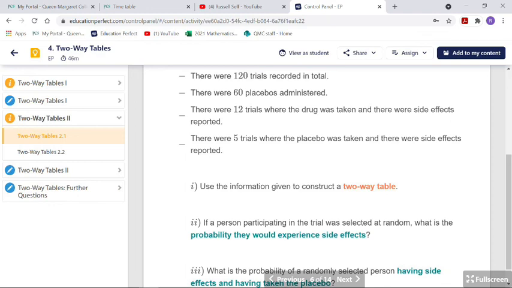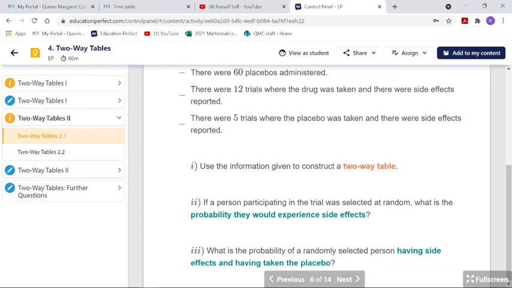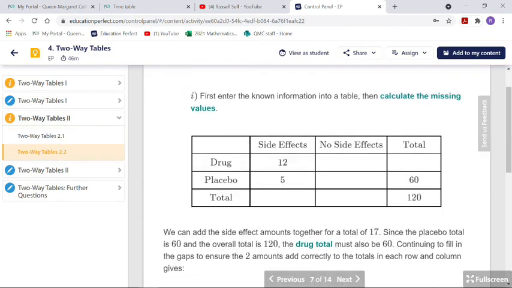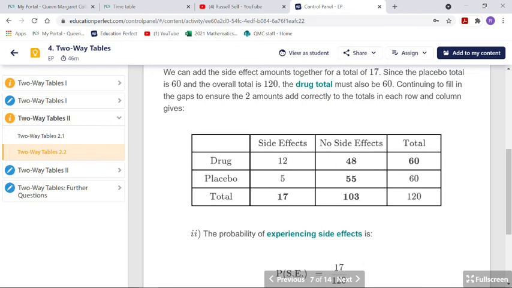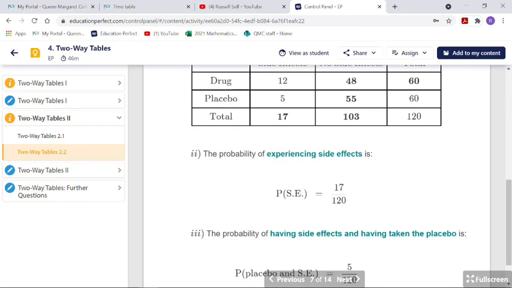What is the probability they would experience side effects? So that means any side effects. So I'll just go along for side effects, and that total was 17 out of how many total people? 120. So, very straightforward. So here's our total. Does it matter that they put side effects and no side effects at the top and I put it on the side? No. So side effects was 17 out of 120 total people. Is there any rule about that they expect you to put? Absolutely no rule. Doesn't matter.